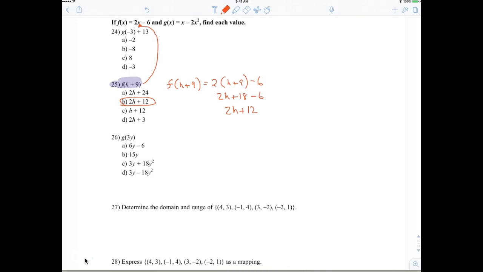Now's the time I want you to speak up if you're not sure how I did 25. So you plugged in h plus 9 for x. Perfect. And I demonstrated that. Look at it carefully. Make sure you're good.